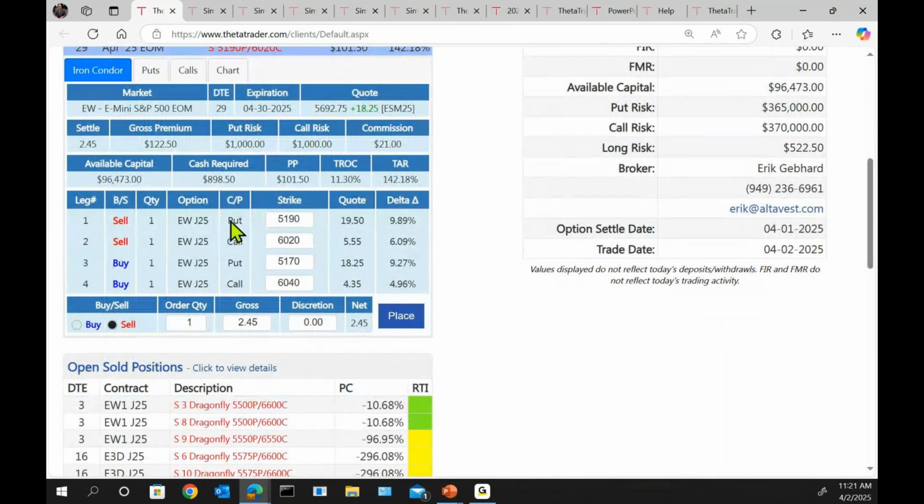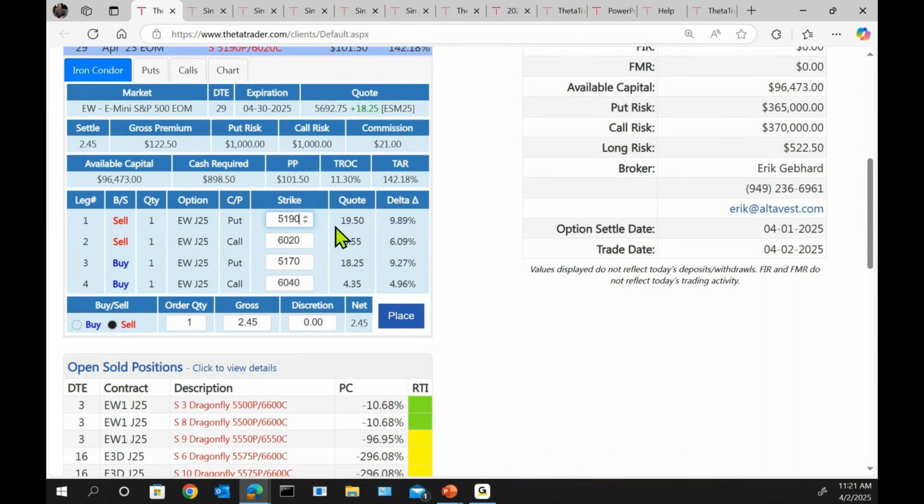So the puts that are being sold are the 51.90 strikes. And if you wanted to adjust the strikes, you could. But I think the idea is to just let the algorithm do the work for you. And here are the calls, the 60.20 strike price calls. Then here's the put and call that's being bought as protection.